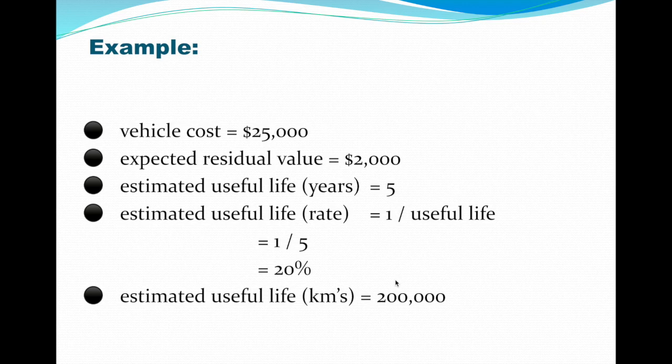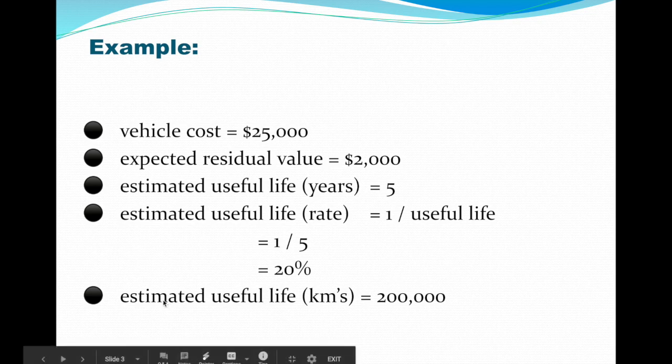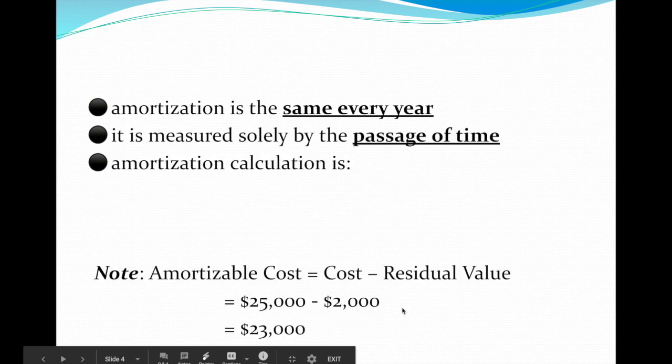So if, for example, our asset's useful life was estimated to be 20 years, then our asset's useful life rate would be 1/20. Sometimes useful life can be given to you in units, and we're going to talk about that later. But in this case, you could say that the vehicle's useful life is 200,000 kilometers. That's not always the case. Again, these are just values that are made up for the sake of the example.